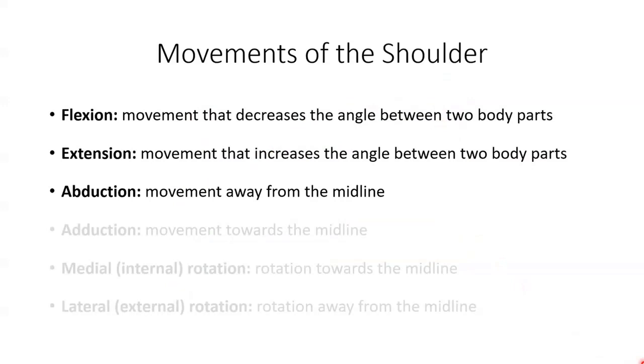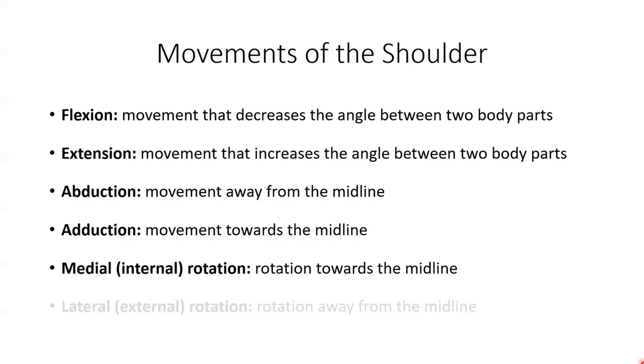We then have abduction and adduction. So abduction is the movement away from the midline. I like to remember this by thinking if you abduct something, you take it away. So for your shoulder, this would be raising your arm again, but this time out to the side. So if you're making the letter T with your arms, you're bringing them out to the side. Adduction is movement towards the midline. So for the shoulder, it's bringing your arms back down to the side of the body.